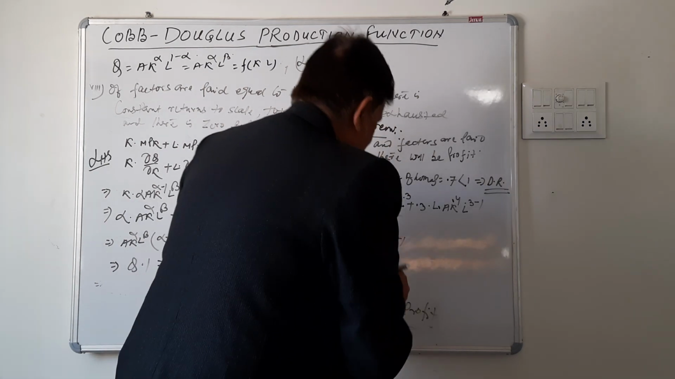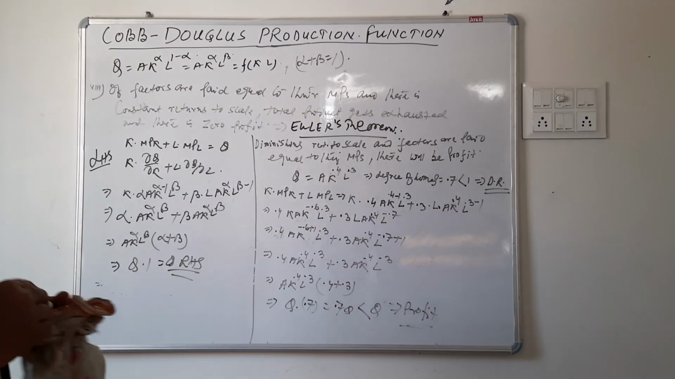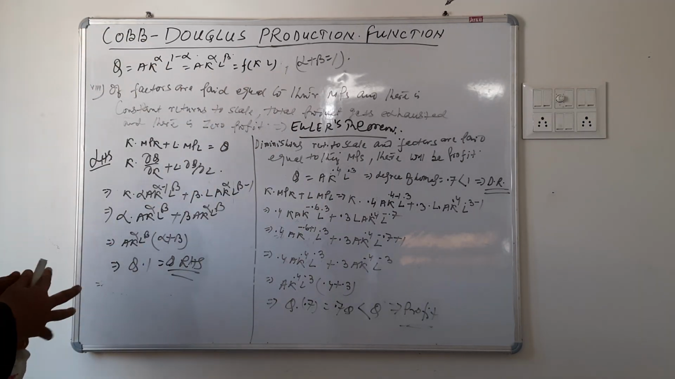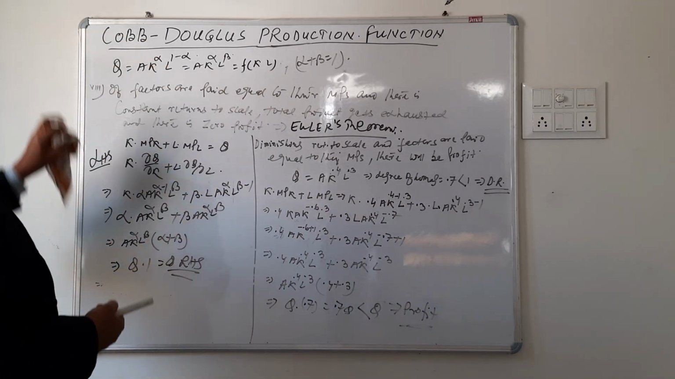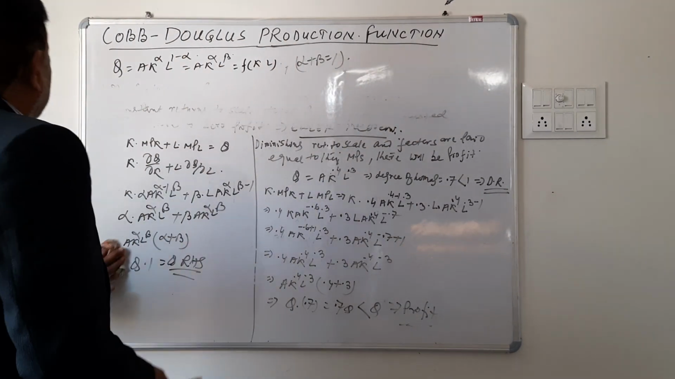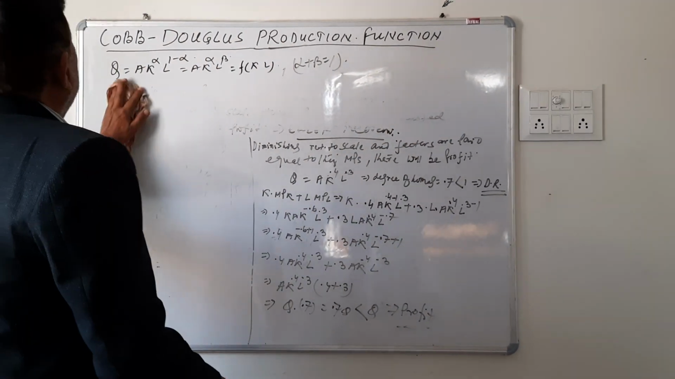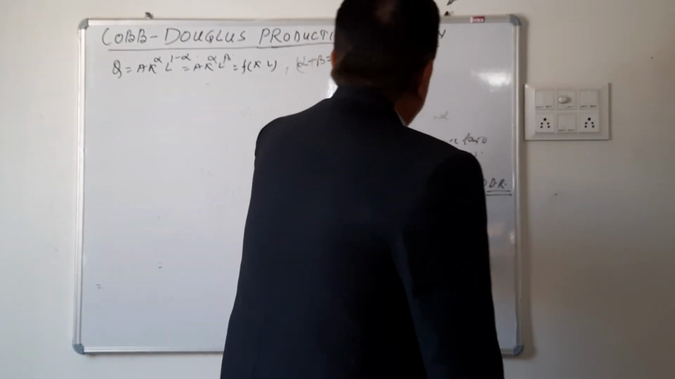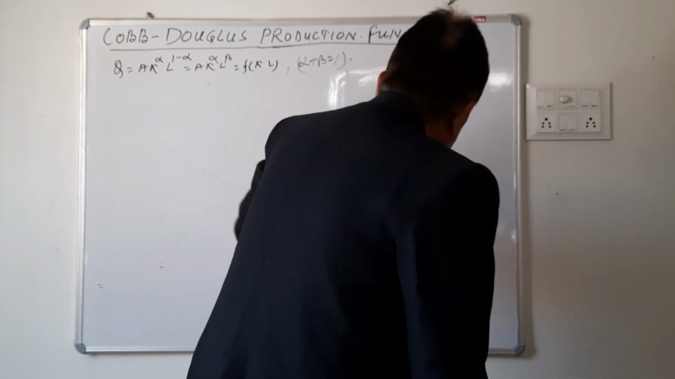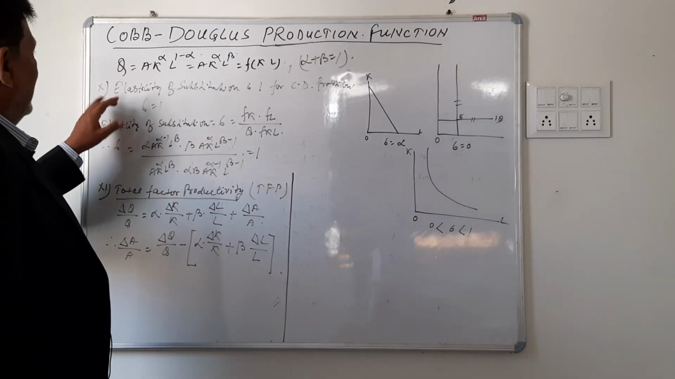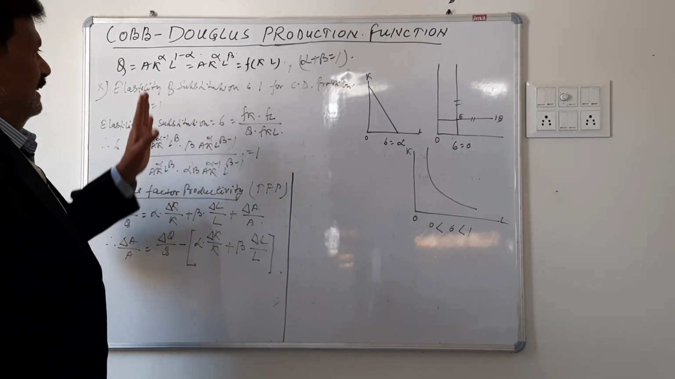Yes, so these were the implications of Euler's theorem in the case of Cobb-Douglas as well as elsewhere. So this is property 8. Now property 9, elasticity of substitution of Cobb-Douglas, which happens to be unity. Now come to property 10, that is elasticity of substitution.